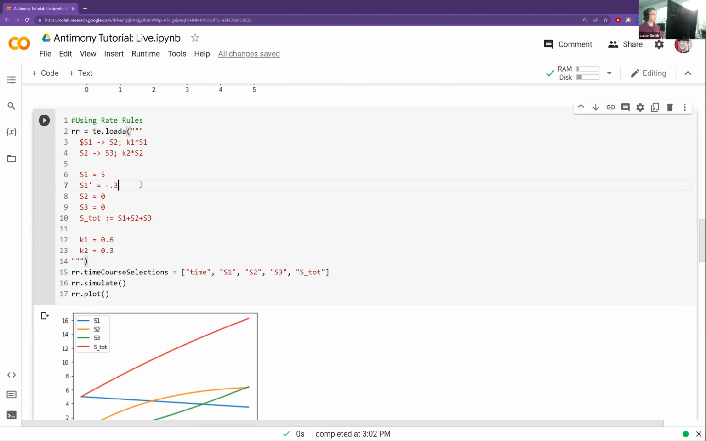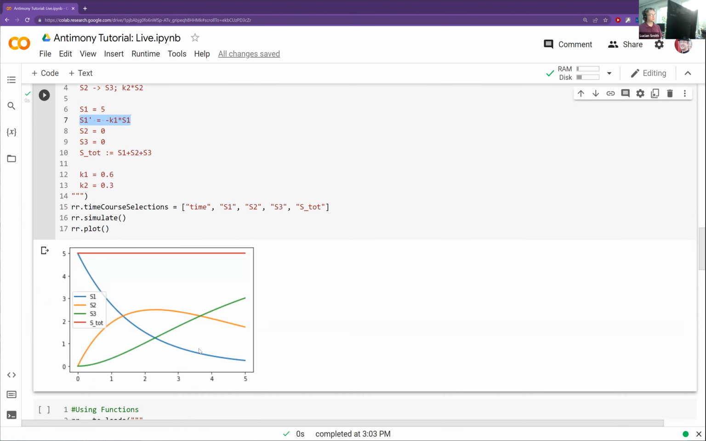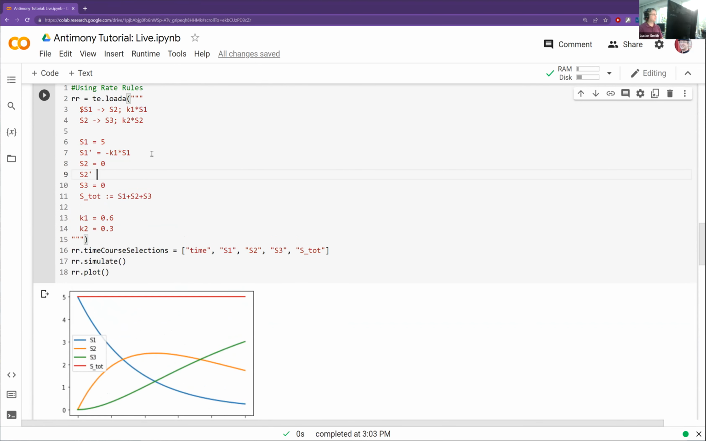We can also exactly reproduce what was going on before by just saying I can say this is the rate law for S1, how it changes in time. It's -K1 times S1, which is exactly what it would have been. And so the resulting simulation is exactly the same. If we wanted to do the same thing for S2, we could do that too.